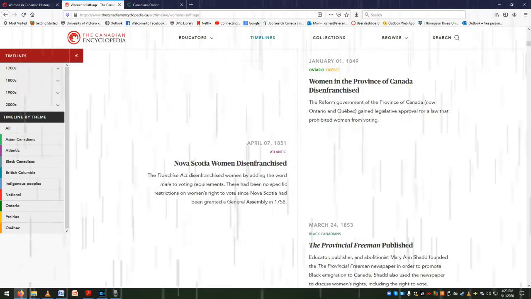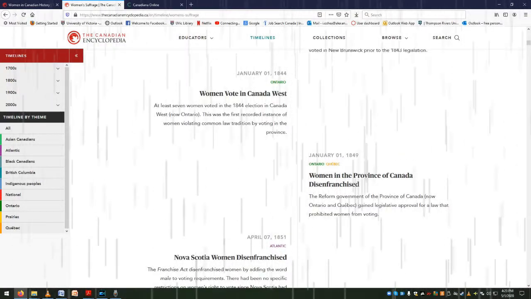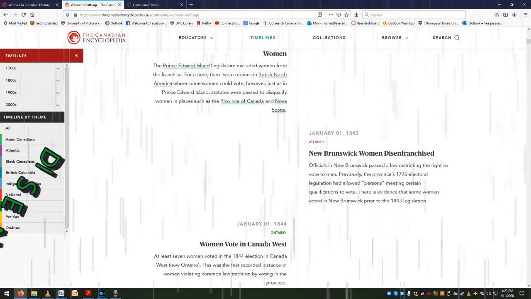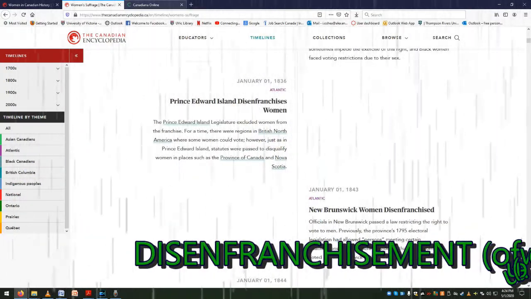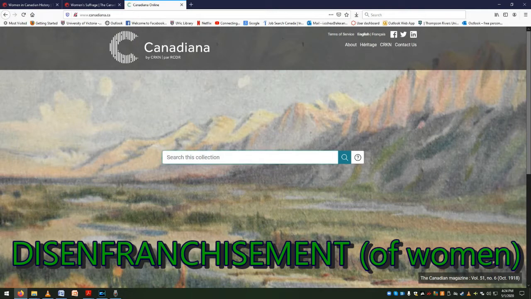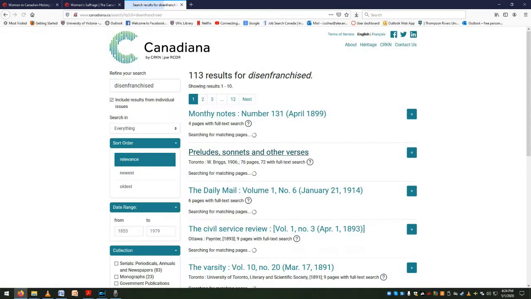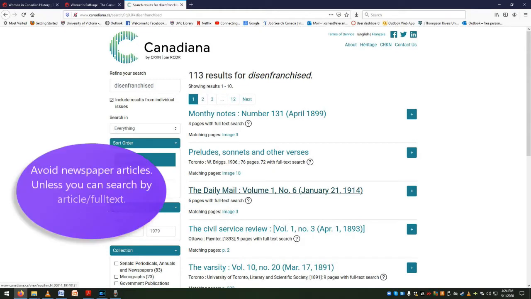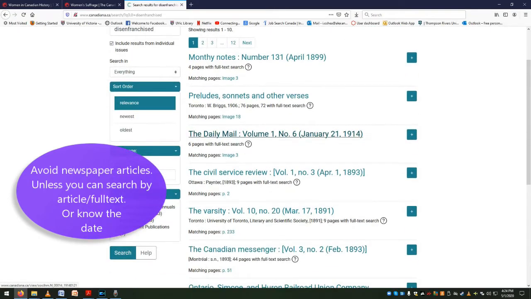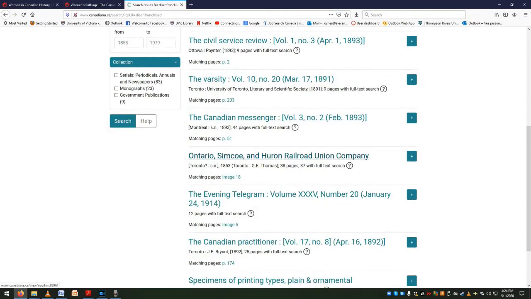Now, come down, we look at some of the articles. Disenfranchised is a word that has come up on a number of them. So let's see. Disenfranchised. Maybe this is something that we can learn how to type, eh? Oh, Daily Mail. See, this is the kind of newspaper article where it is really hard to sort through these things. And unless you know what you're looking for, and you have some idea of where to locate it, this is a really hard place to begin research. There are other better ways to go about it.